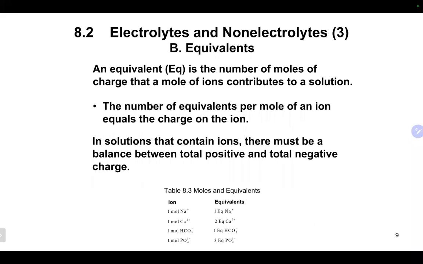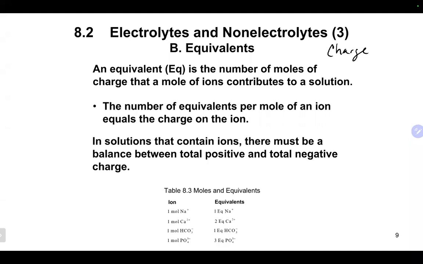So let's talk a little bit about equivalents and non-electrolytes here. Equivalents are sometimes a unit of measurement for solutions that help us measure the amount of ions floating around in that solution. The equivalent is a lot of times used as a conversion factor to convert into a particular type of unit for a solution. The way we can figure out the number of equivalents is based on the charge. And it's not based on whether it's positive or negative. In this particular instance, it's just based on the actual number.